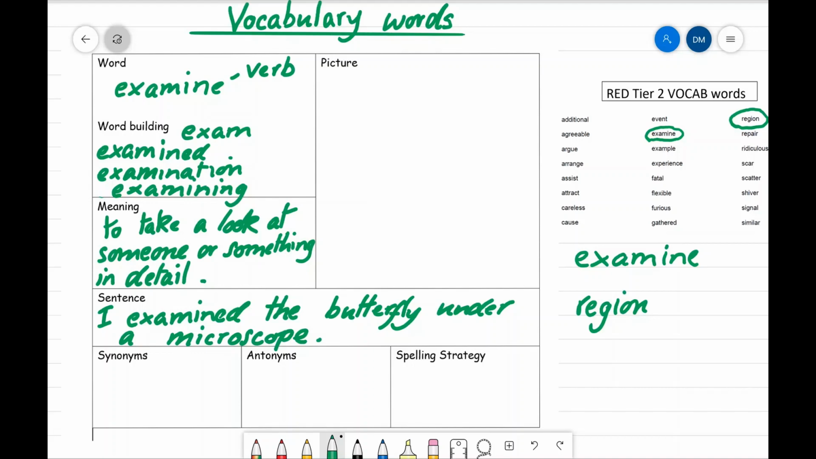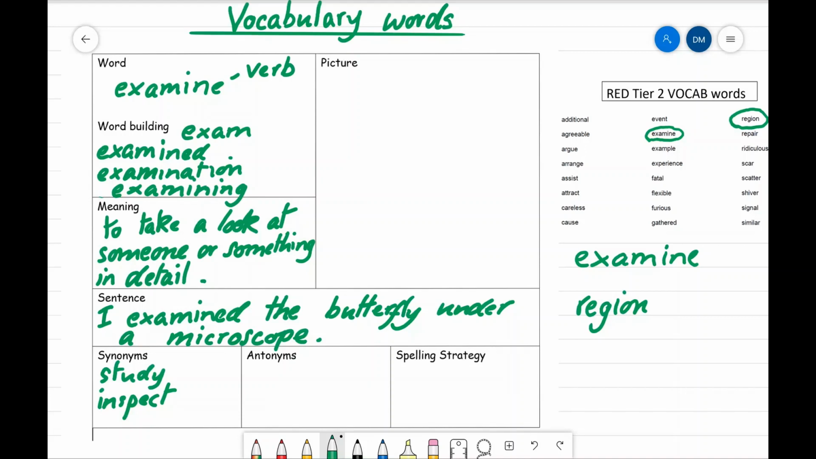Okay, well, synonyms is another word for words that mean the same thing. So I'm thinking about words that might mean the same thing. Examine, take a look at, study perhaps, inspect. So you're trying to think of words that mean the same thing as our target word, which in this case is examine. Now antonyms mean the opposite, so words that mean the opposite about our word examine.